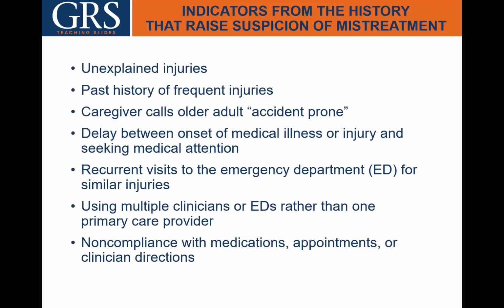The indicators from the history that raise suspicion of mistreatment include these details: unexplained injuries, a past history of frequent injuries, or non-compliance with medications, appointments, or clinician directions. You may consider that this patient is suffering from elder mistreatment.